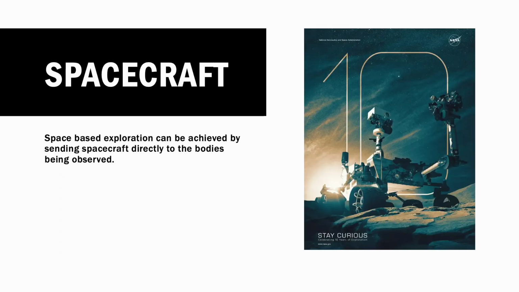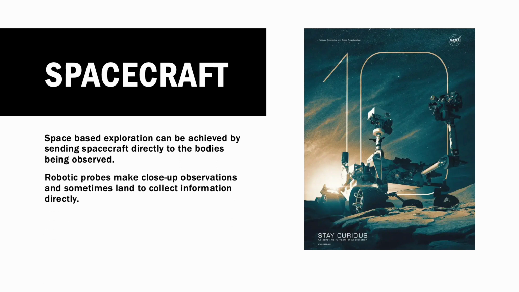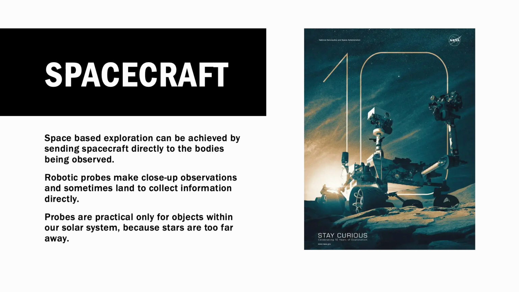Spacecrafts. Space-based exploration can be achieved by sending spacecraft directly to the bodies being observed. Robotic probes make close-up observations and sometimes land to collect information directly. Probes are practical only for objects within our solar system because stars are too far away. Pictured here is the Mars rover Curiosity. It landed August 5th, 2012.